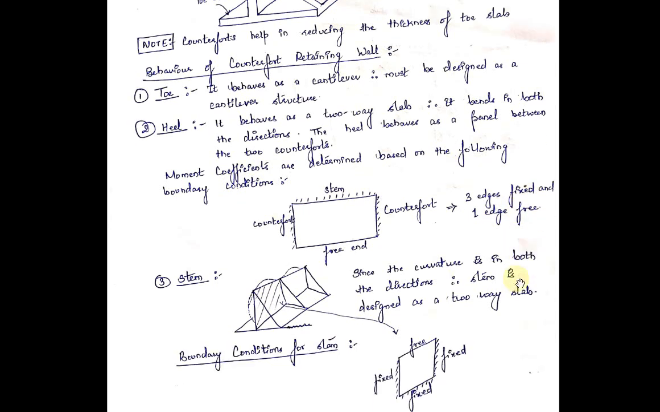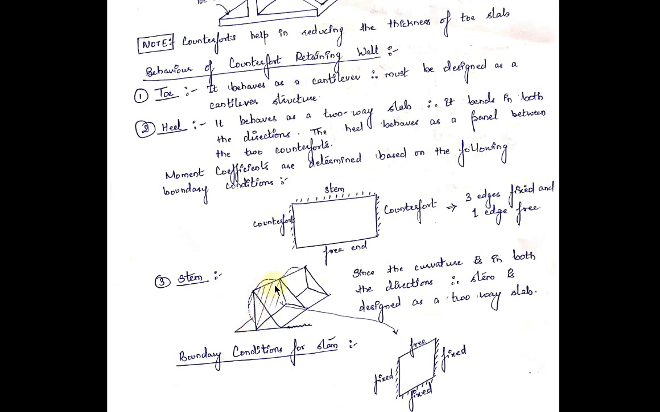Now let us see the behavior of the stem. The behavior of the stem component of the counterfort retaining wall is also the same as that of the heel slab. If you see in this diagram, this part of the stem is fixed at three edges, because on two edges there are two counterforts, and at the third edge there is a fixed connection between the heel slab and the toe. And the fourth edge of the stem is free.